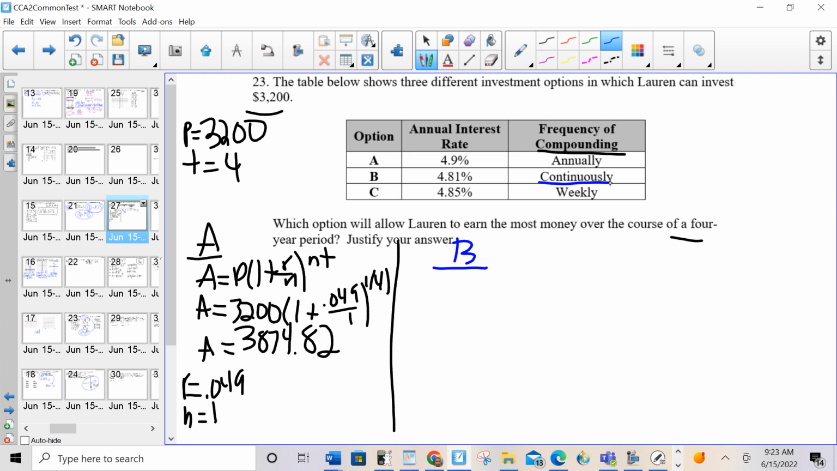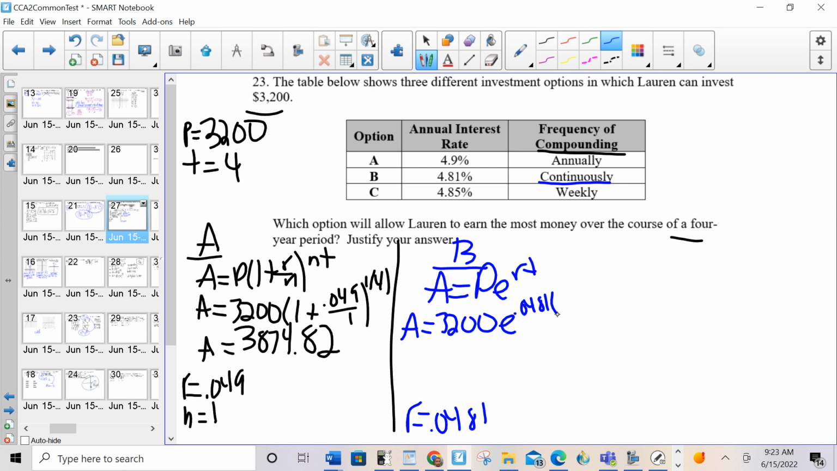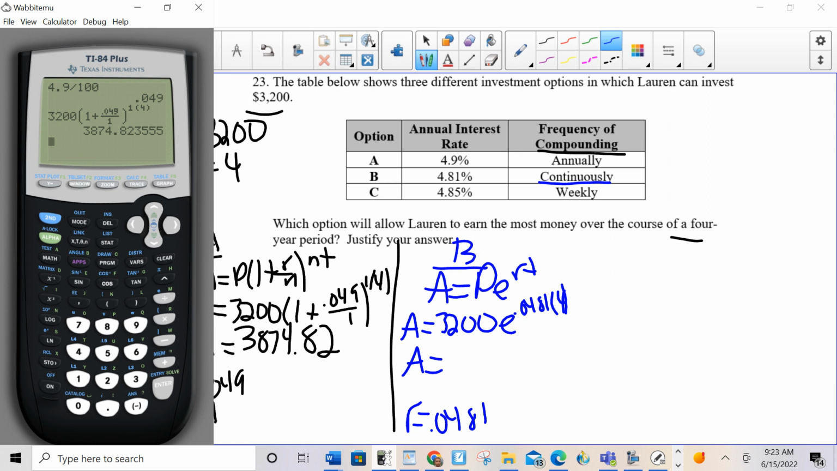Option B. Because it says continuously, pert, P e to the power rt. R is going to be 0.0481. The other variables are going to be the same. So A equals 3,200 e to the 0.0481 times 4. E is e. E is not a variable. It's in the calculator in two different spots. It's second division, and it's also second ln. I'll go second ln because that one gets the exponent to pop up.